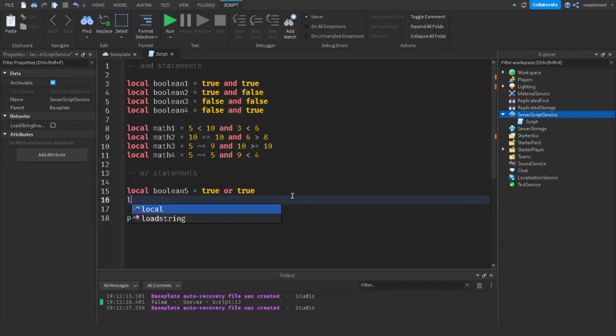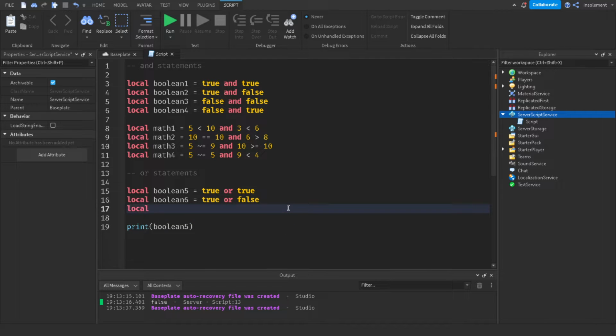If I were to do local boolean 6 equals true or false, it's like I said, only one side needs to be true with OR. Only one expression needs to be true in order for the statement to be true. So this would be true, and even though this is false, this is true though.